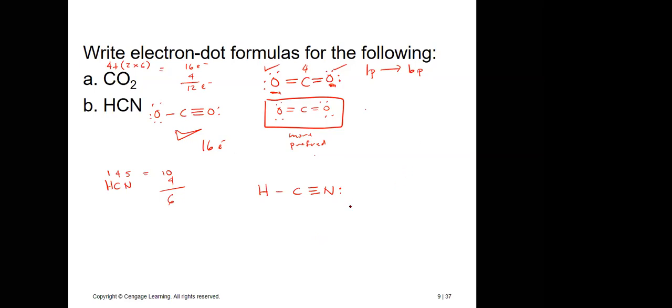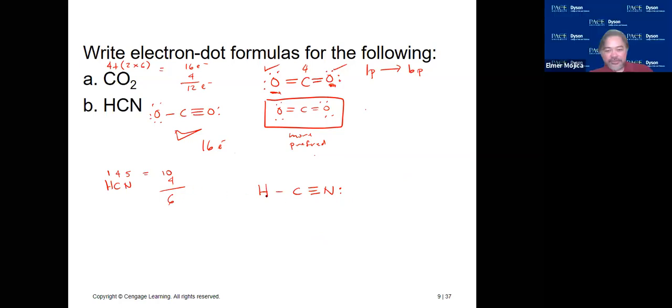So if you're going to look at this, you just need to account the 10. 1, 2, 3, 4, 5. Okay?